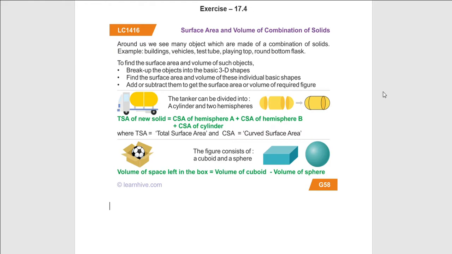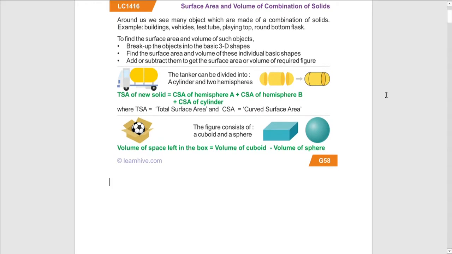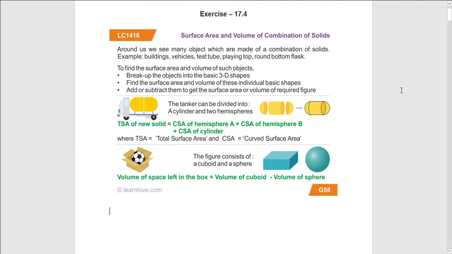2 and 3. In exercise 17.1, if you remember, we did the cylinder. For example, this is a cylinder. What is the formula for the curved surface area? 2 pi r h. And the volume of the cylinder is pi r square h. Total surface area of the cylinder is 2 pi r (r plus h).